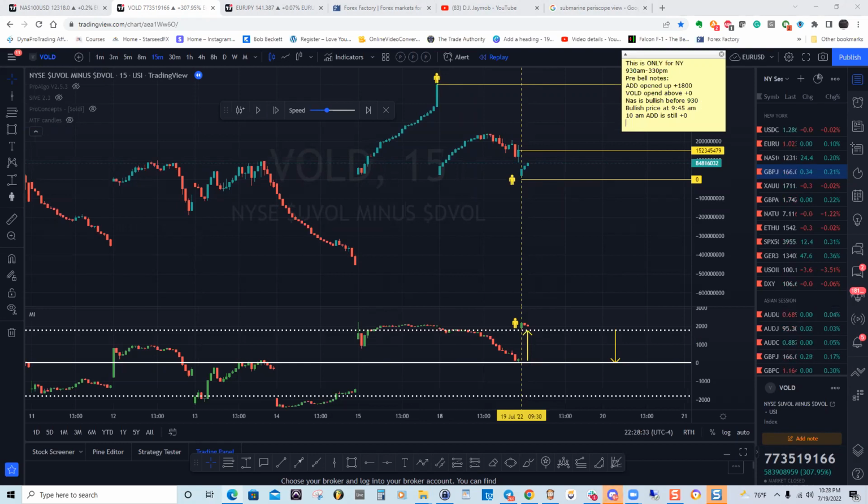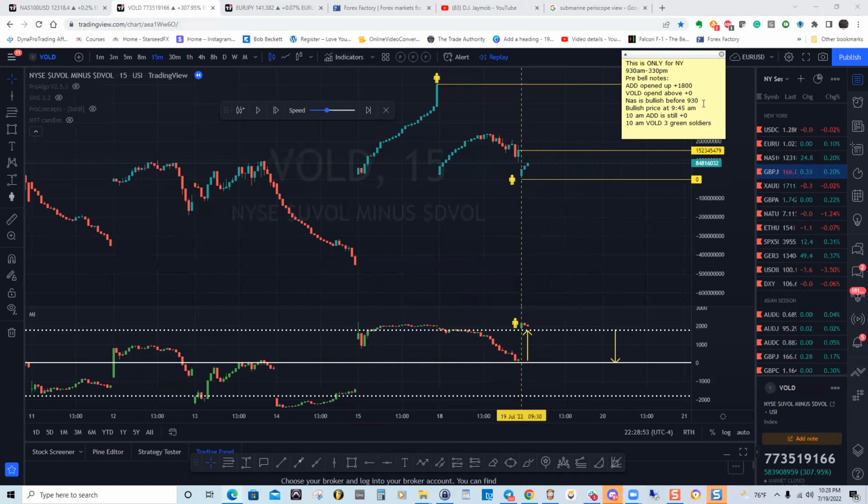At 10 a.m. again, VOLD got 3 green soldiers. Anybody know what that means? Three green soldiers, that's price action, right? Three white soldiers. So this, and then I got my other confluences. This is just the pre-bell confluences, right?